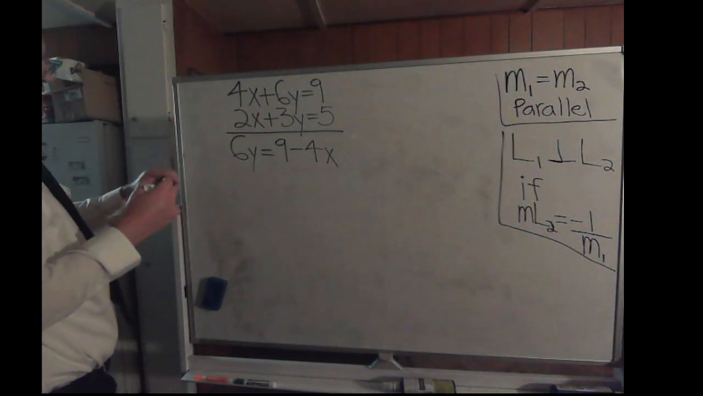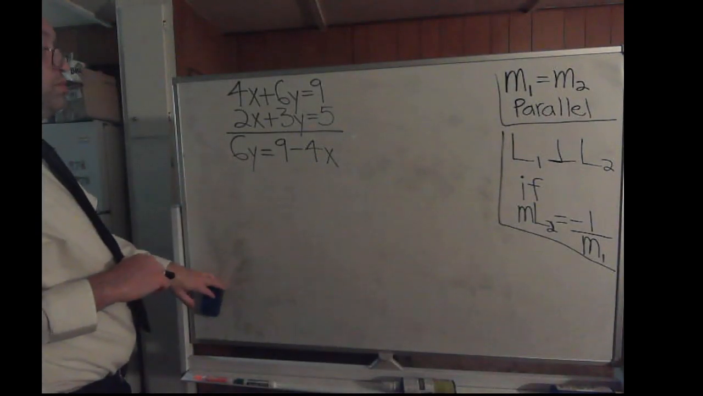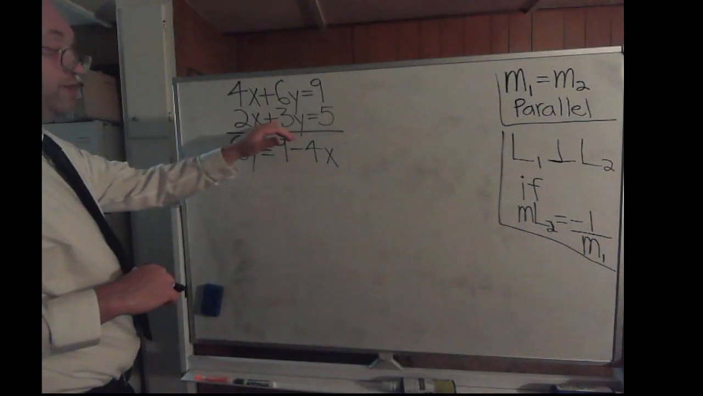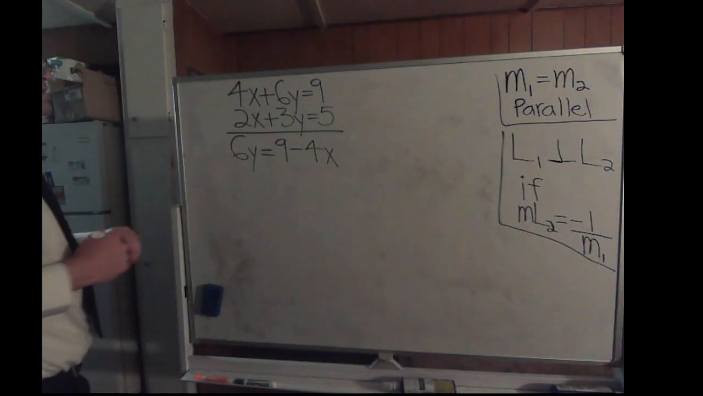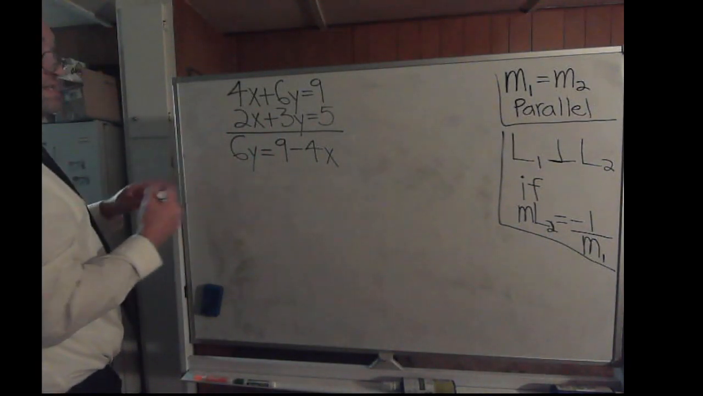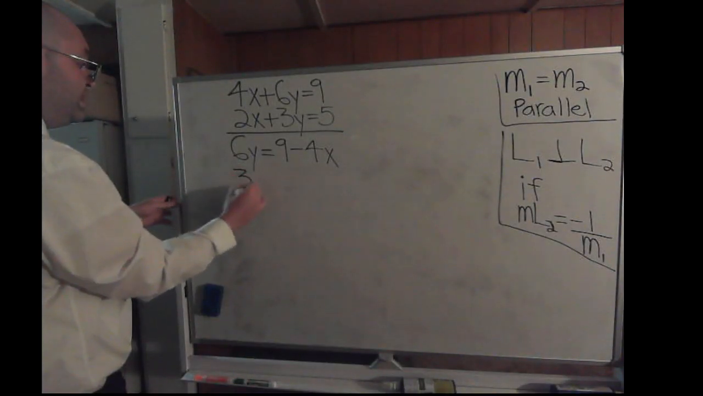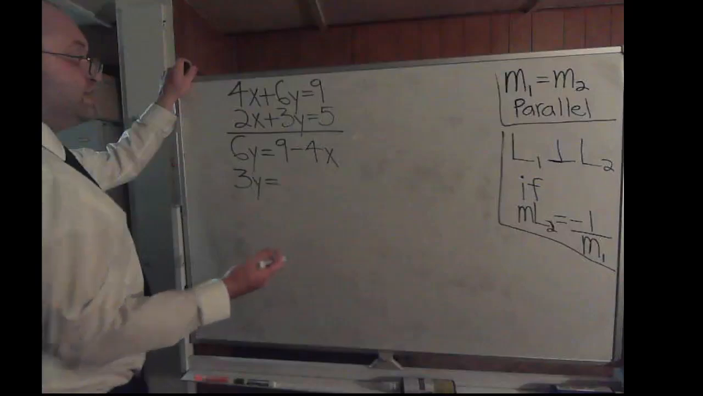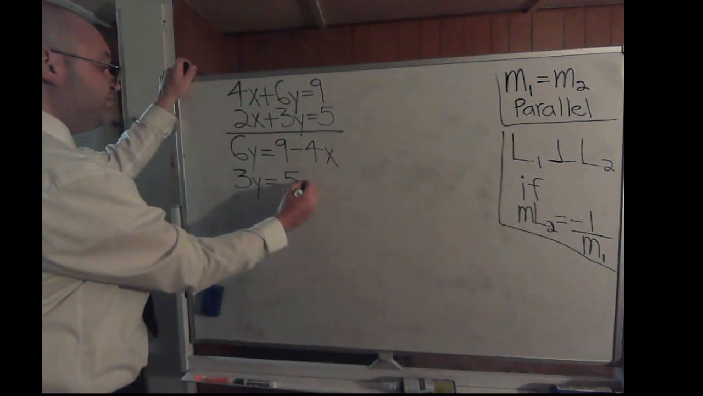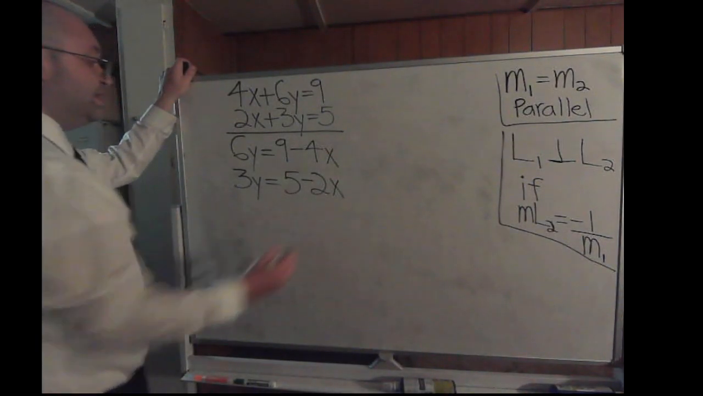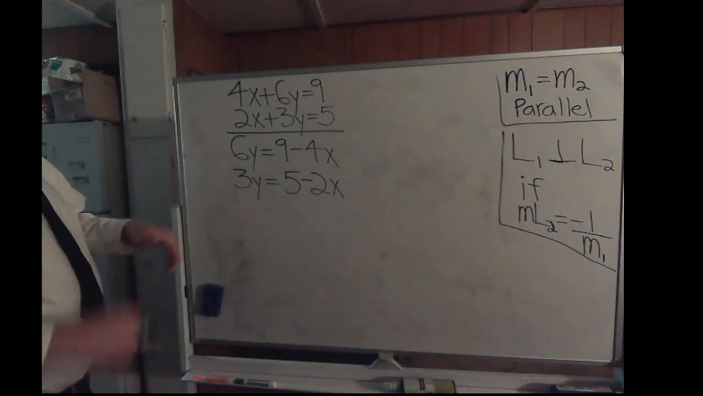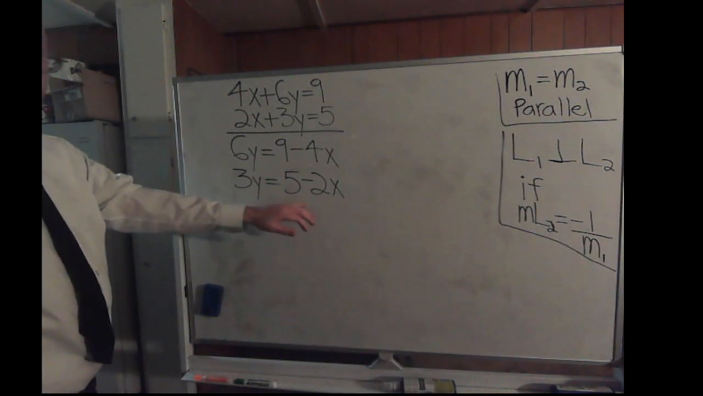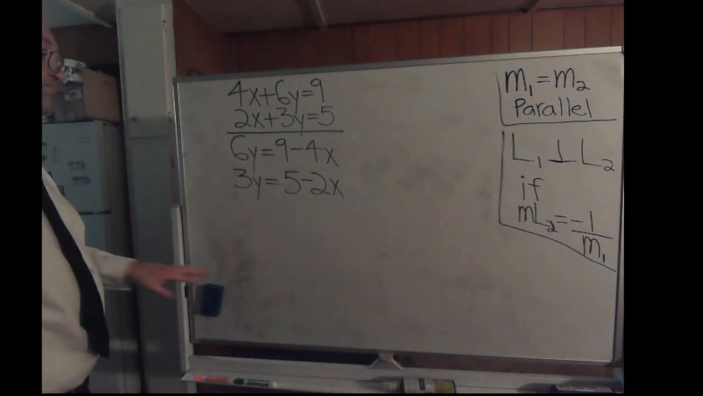Now, on the second equation, we have 2x plus 3y equals 5. Well, we want to get that 3y by itself, do we not? So you got to subtract 2x from the left-hand side. If you do that, you get 3y by itself on the left side. But what you do to the left, you got to do to the right. You would end up getting 5 minus 2x on the right-hand side. So now you got the equation 6y equals 9 minus 4x and 3y equals 5 minus 2x.